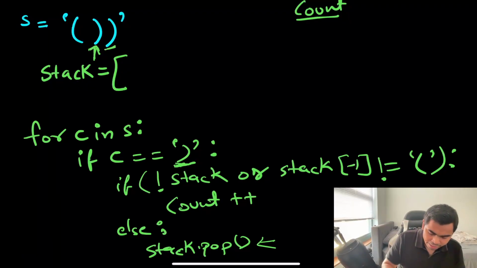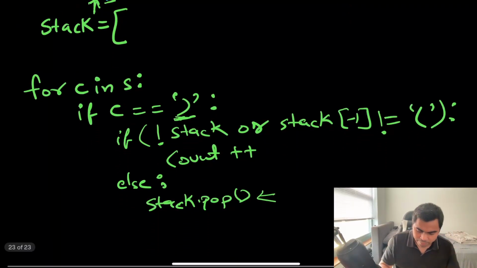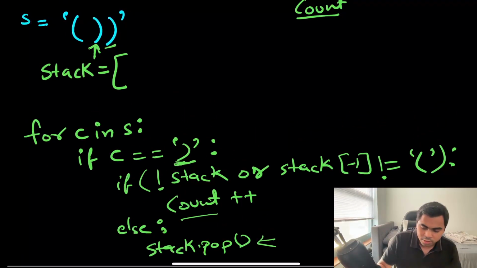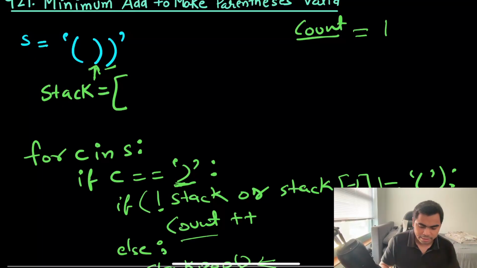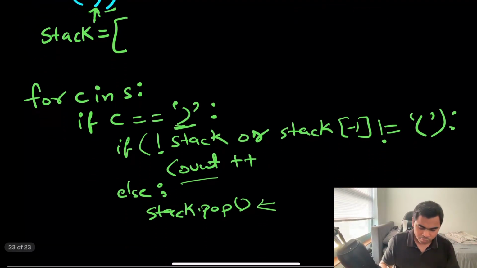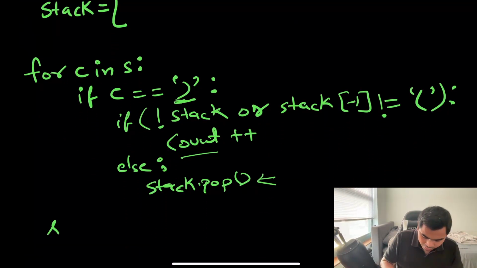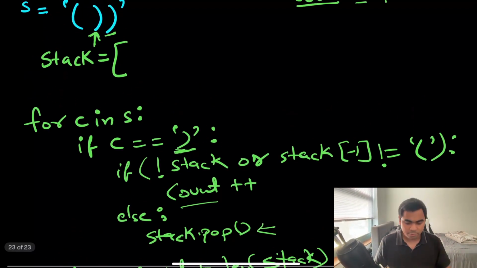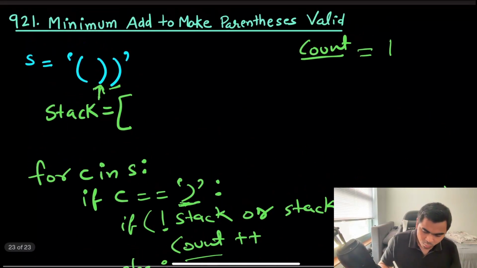Then I go next, I see a closing bracket, then I'll come here, the stack has nothing in it, so I'll increment count, which becomes 1, and that's what I will return in the end. But there is one more thing: I will be returning count plus the length of my stack, and let me tell you why.